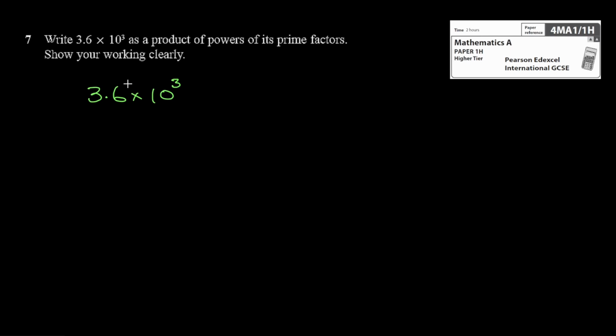Question 7, we've been asked to write 3.6 multiplied by 10 to the 3 as a product of its prime factors. We've first of all got to remove this decimal, and we've got to do it by multiplying by 10. I can write this as 3.6 multiplied by 10, but where do I get that 10 from? Well, I get it from 10 cubed, which now turns into 10 squared. So this is equal to 36 multiplied by 10 squared.